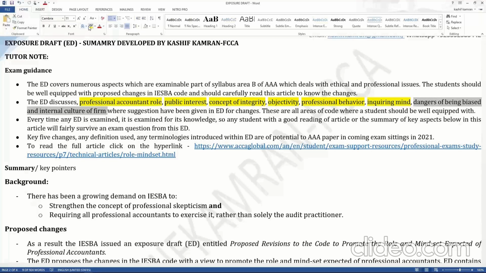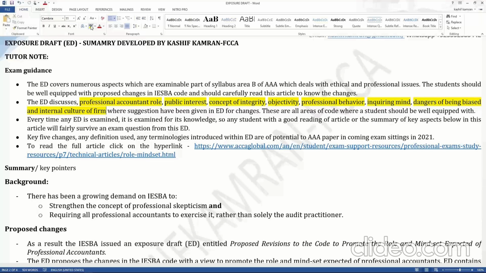What is the danger that the accountant is biased? What sort of bias is the article talking about? And you are all familiar with the word bias. And you know that whenever the auditor is biased, it is a threat to objectivity, right? And how can the culture of the firm contribute towards overcoming the danger of bias? And how can the culture of the firm support the concept of integrity? So how many things have gone into this article?